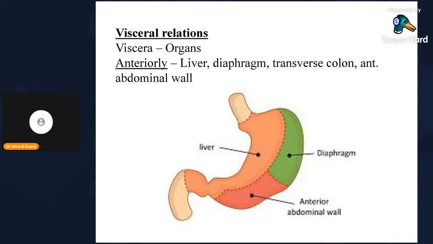Visceral relations; viscera means organs. Anteriorly, the liver. You can see the color change here. This area is related with the liver, this area to the diaphragm, and this area with the anterior abdominal wall. A part of it is related with the transverse colon and the anterior abdominal wall.